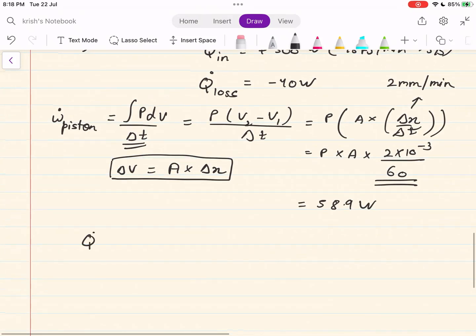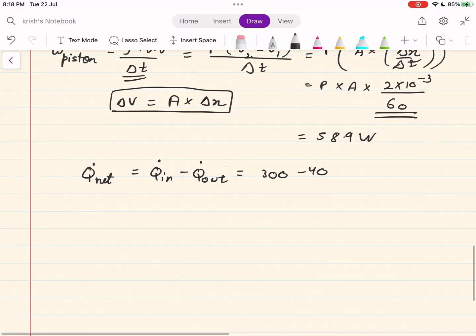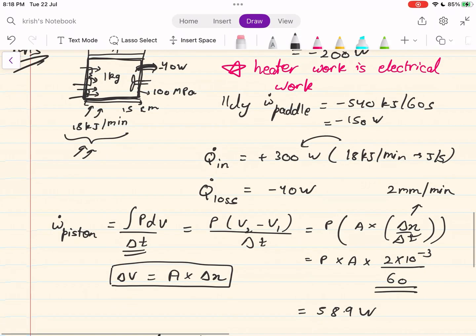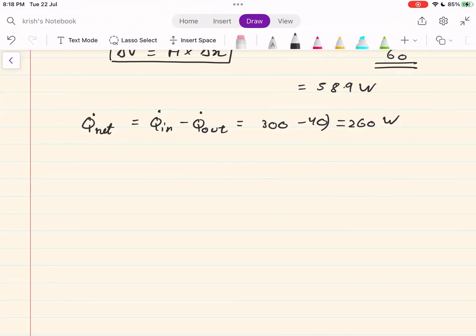And the net rate of heat transfer will be Q in minus Q out, which is 300 minus 40 equals 260 watt. Why did this not become minus minus? Because over here we are taking Q loss with sign, which means we are implying the sign of minus over here. However, this is not really important. You have to think of it a bit using common sense. Q out will always be put absolute. My point is always put absolute values here, and then the signs will take care of themselves, right?